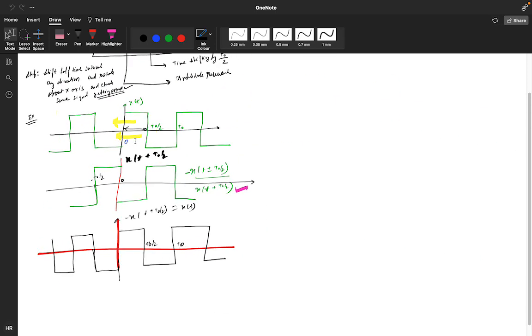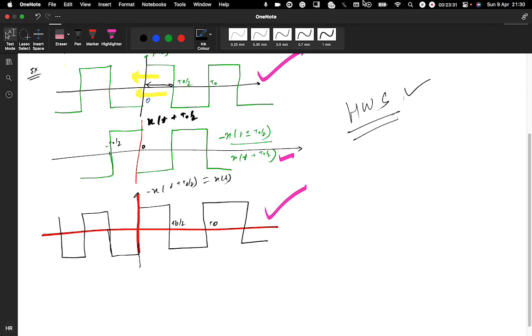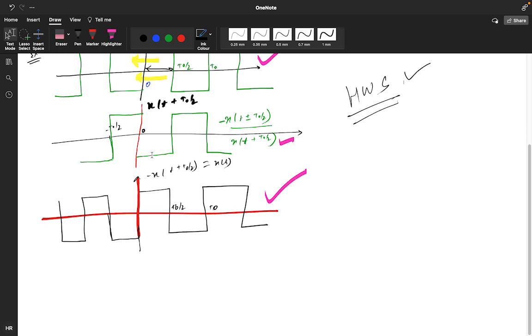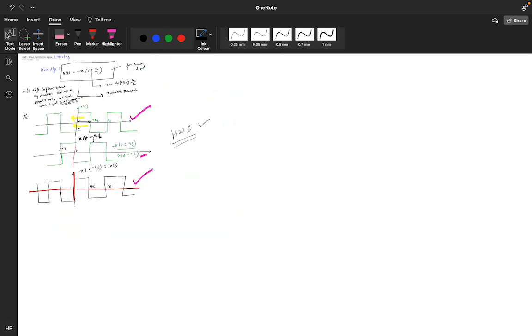This signal is the same as this, right? I am getting the same signal here. So this signal is half wave symmetric. So our signal is half wave symmetric. Understood, guys? Understood the concept? Yes, sir. Got it. So write the second question, then we'll move further.